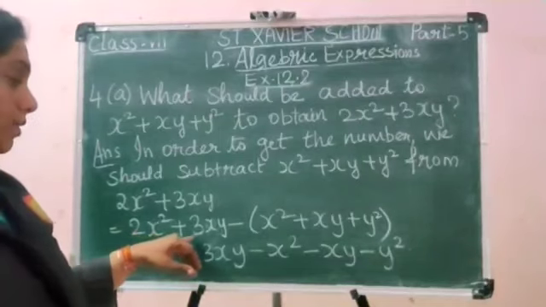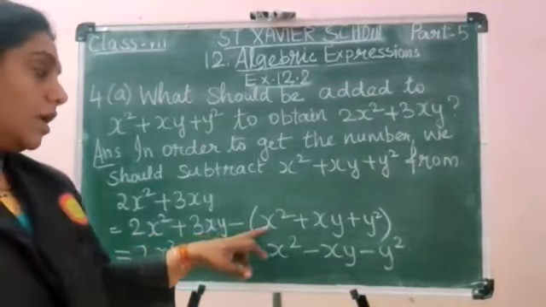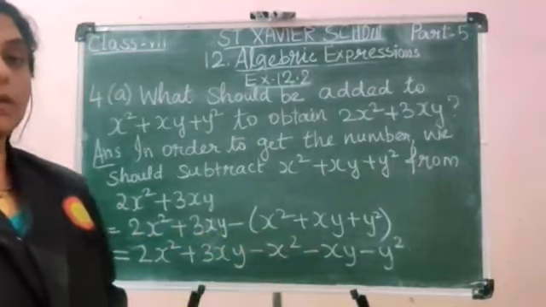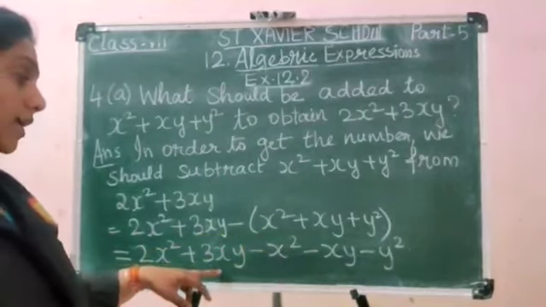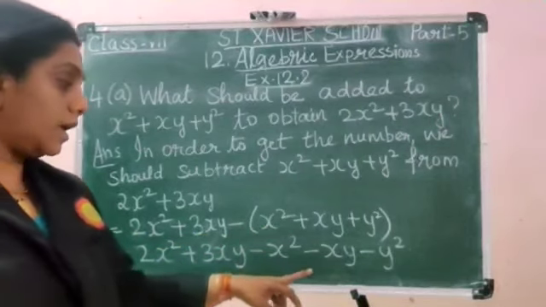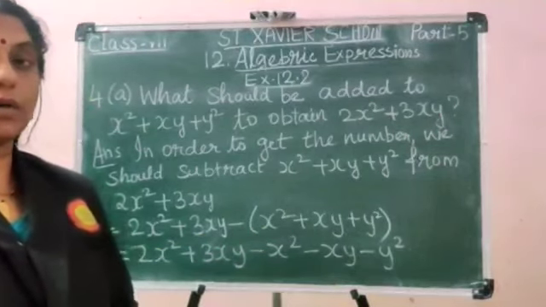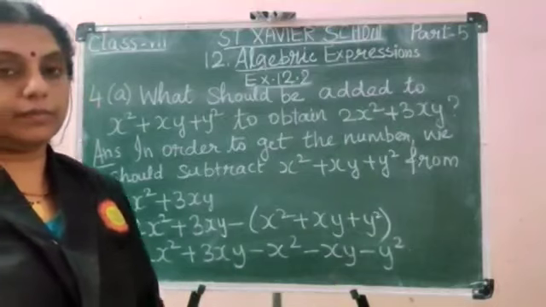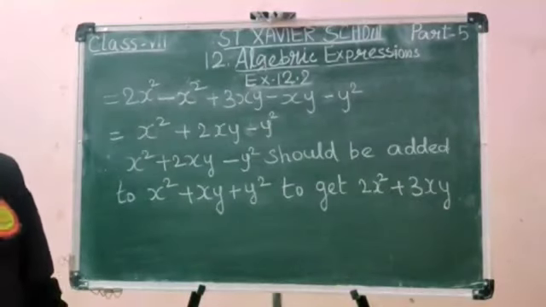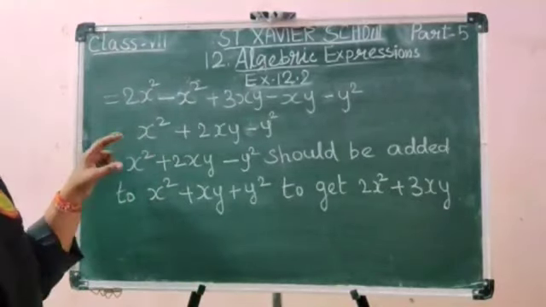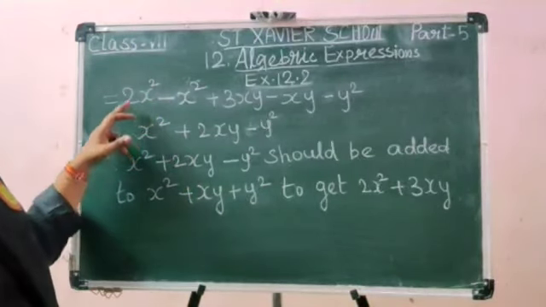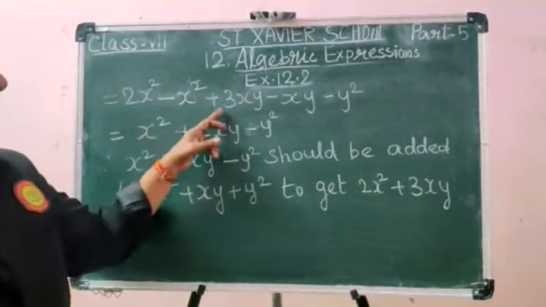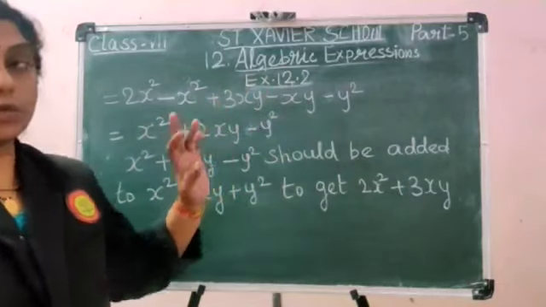So 2x squared plus 3xy minus (x squared plus xy plus y squared). So now I have to clear the bracket. 2x squared plus 3xy minus x squared minus xy minus y squared. So now after opening the bracket, now we have to collect the like terms. 2x squared minus x squared plus 3xy minus xy minus y squared.